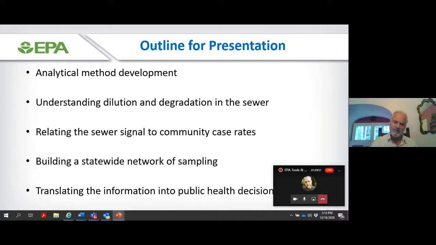And because of that, I want to emphasize and kind of close with talking about the state network that we were able to work with, or how do you pull together a network, how do you bring together those different elements, and then also talk about how to translate this information into public health decisions. Because regardless of how confident you are in the signal, how clear your reflection is, the true value of it is if it's going to be used in public health decision making. So I'm going to talk about those different elements. So first, let's start with analytical methods.